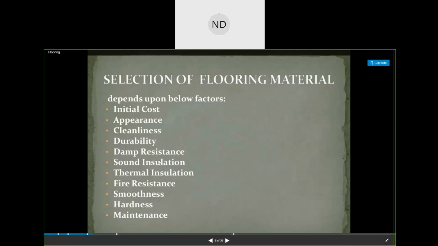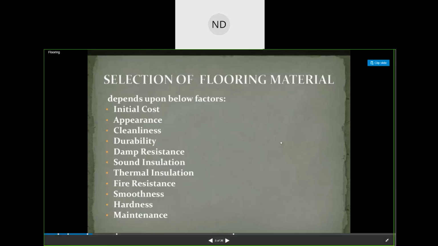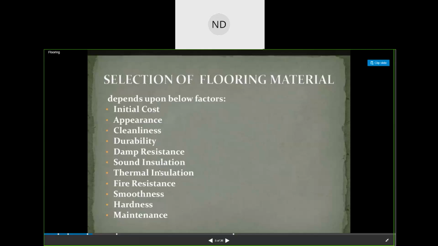Sound insulation: if you are giving the flooring system, like if you simply do it with wood, there are some structures where you have slabs, or wooden planks simply laid over the slab, or over some woodwork, and those behave as your floor, or as your slab. So in that case there is no sound insulation. But if you want proper sound insulation, you have to choose the correct one based upon that.